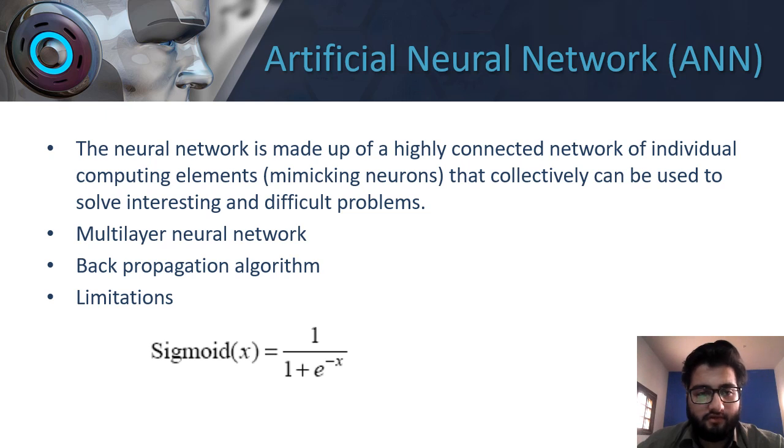Now, the limitations of the network being that neural networks perform well with linear and non-linear data, but a common criticism of neural networks, particularly in robotics, is that they require a large diversity of training for real-world operation. This is so because any learning machine needs sufficient representative examples in order to capture the underlying structure that allows it to generalize to new cases. Hence, neural networks can easily be trained to the point of working well on training, but poorly on test data.